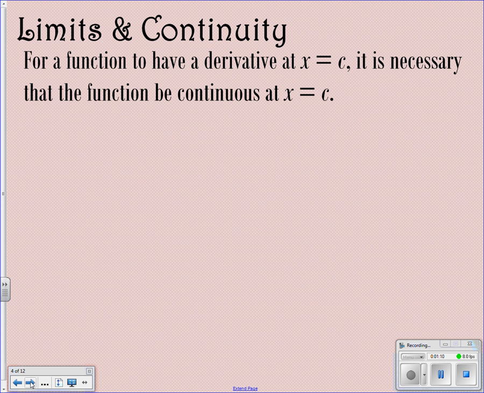For a function to have a derivative at a specific c value, it has to be continuous at that c value. So if your function is not continuous, then you will not have a derivative at the value. So if we have a graph that has a hole at this c value, whatever it is, we will not have a derivative because it is not continuous right here. Okay?